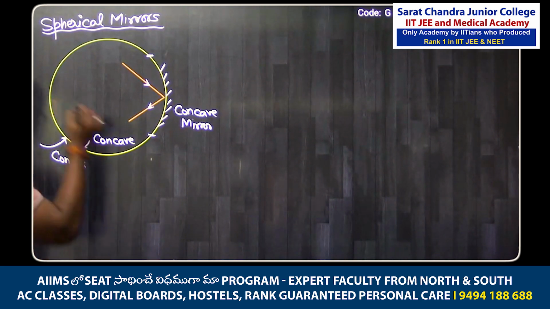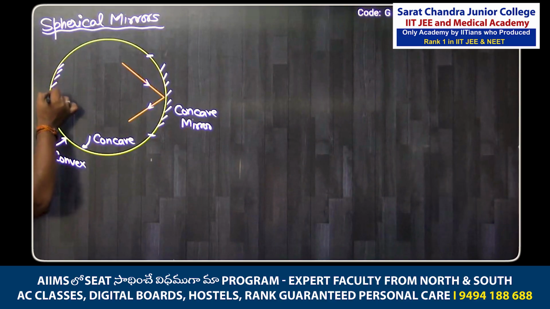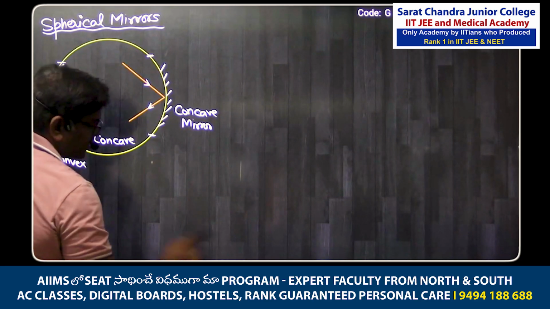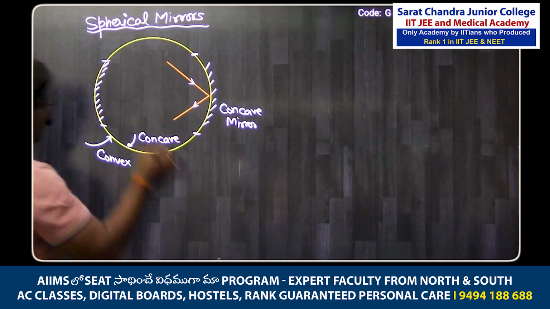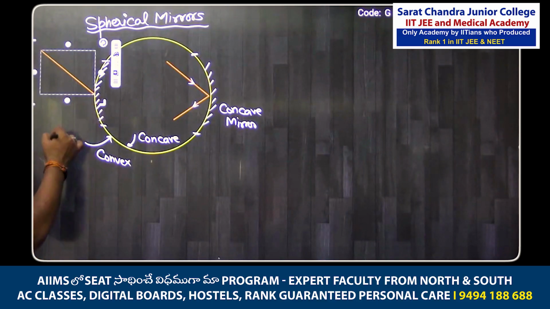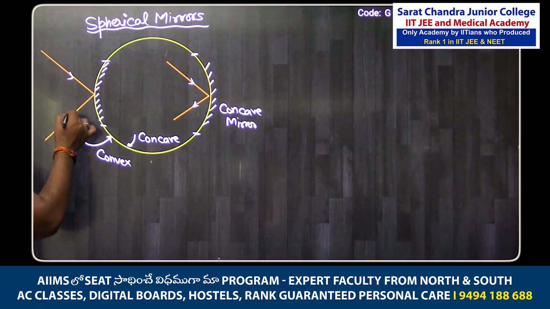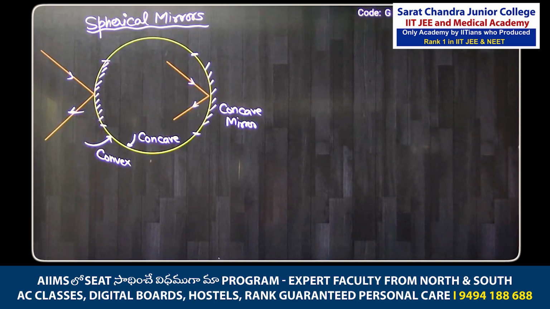Similarly, if this side is polished, then this is called a convex mirror. Why? Because in this case, clearly the reflection will take place from the convex side. So this is how you give the name to the mirror.